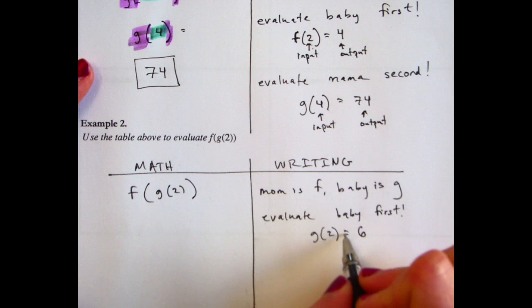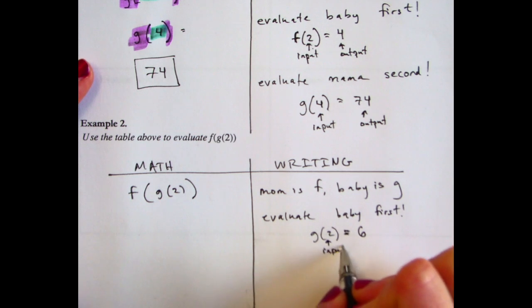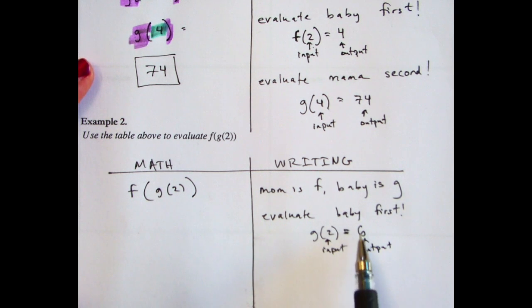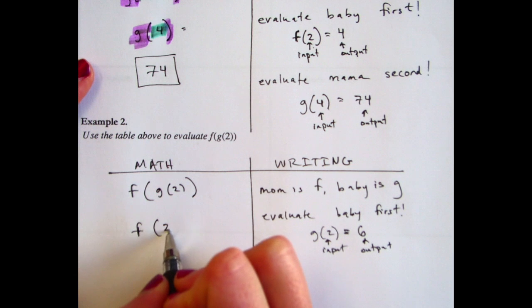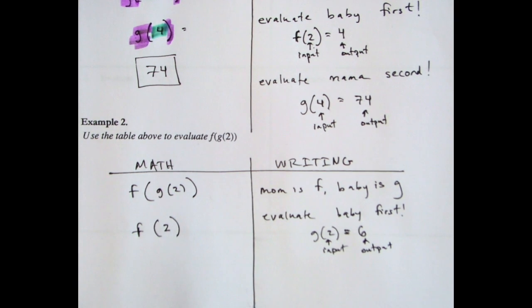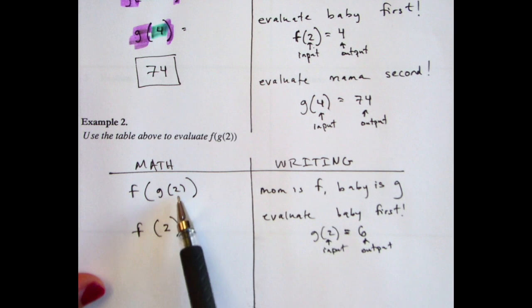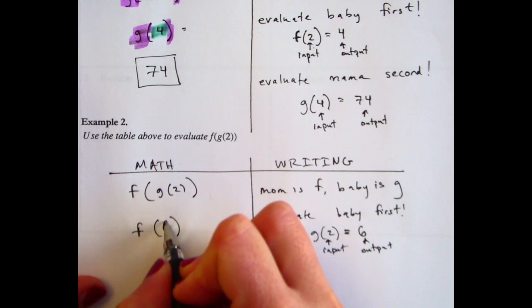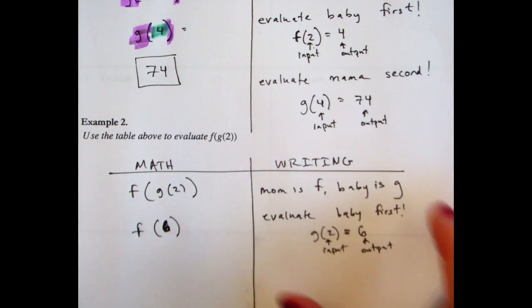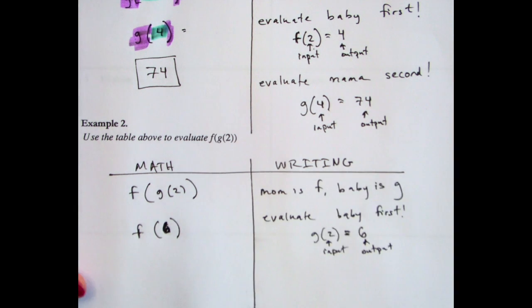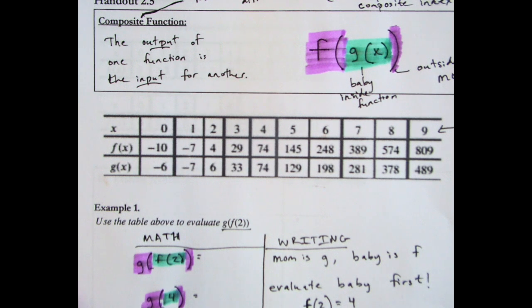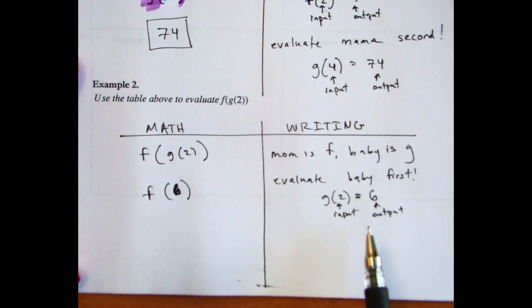All right, now I can just replace g of 2 with 6. Sorry, g of 2 is not 2, g of 2 is 6. So I'm going to do f of 6. This might be a good time to return to the definition at the beginning of the problem: the output of one function is the input for another. Okay, this is starting to make a little bit more sense now, because as you can see, the output of g is becoming the input for f.